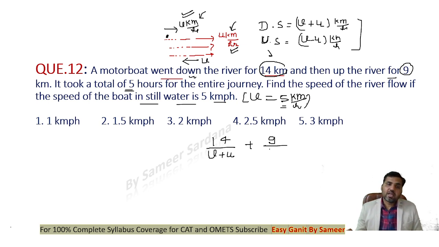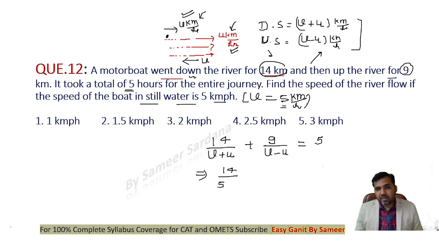So while you are going up the river, you're supposed to take the upstream speed, and that speed is v minus u kilometer per hour. This total time is given as 5. Now this is what we have to solve. The value of v is 5. So 14 upon 5 plus u plus 9 upon 5 minus u is supposed to be equal to 5.